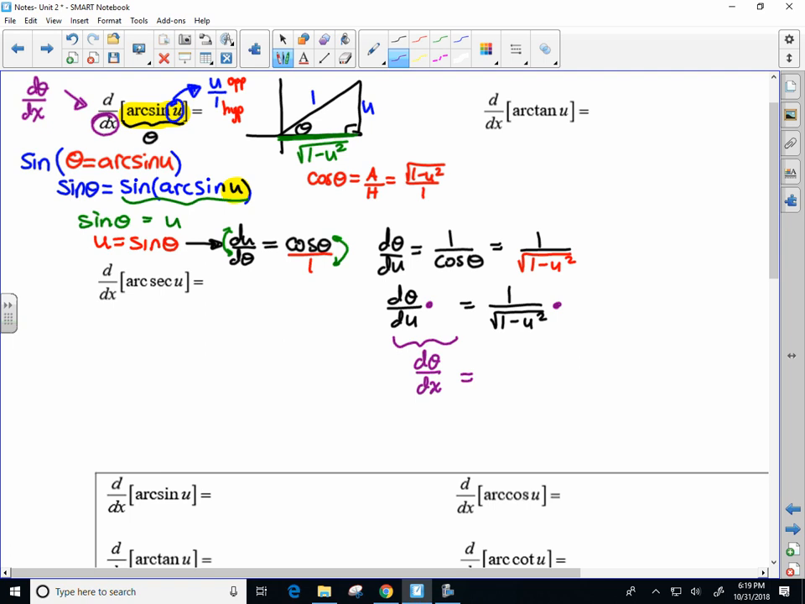So I need the du to go away, so I'm going to multiply it by a du, and I need to introduce a dx on the bottom, so I'm going to divide by a dx. So multiplying by du dx on both sides would give us our full-blown, ready to rock and roll derivative formula of 1 over 1 minus u squared times du dx.